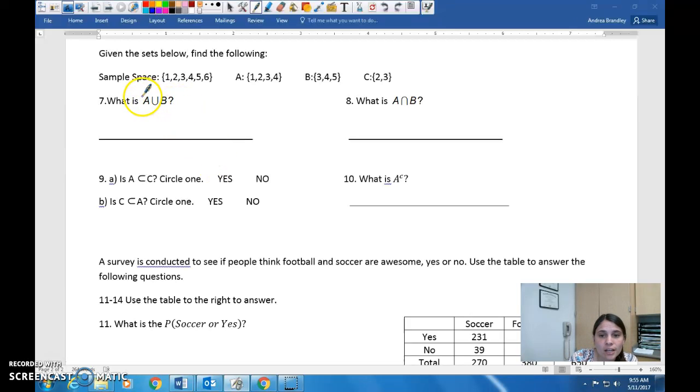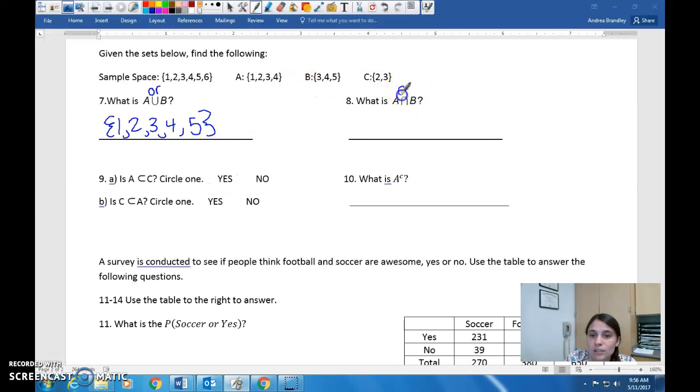So the first is A union B, which is what is in A or in B? So this is literally everything in A and everything in B, because if it's in A, we're going to include it, or if it's in B, we're going to include it. So I'm going to include everything in A to start, which is 1, 2, 3, and 4. And then I already have 3 and 4 from B, but I don't have the 5, so I'm also going to include the 5.